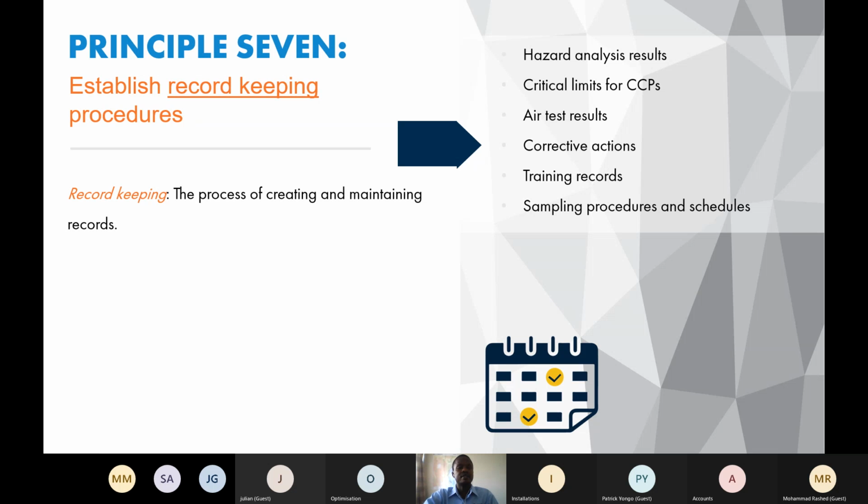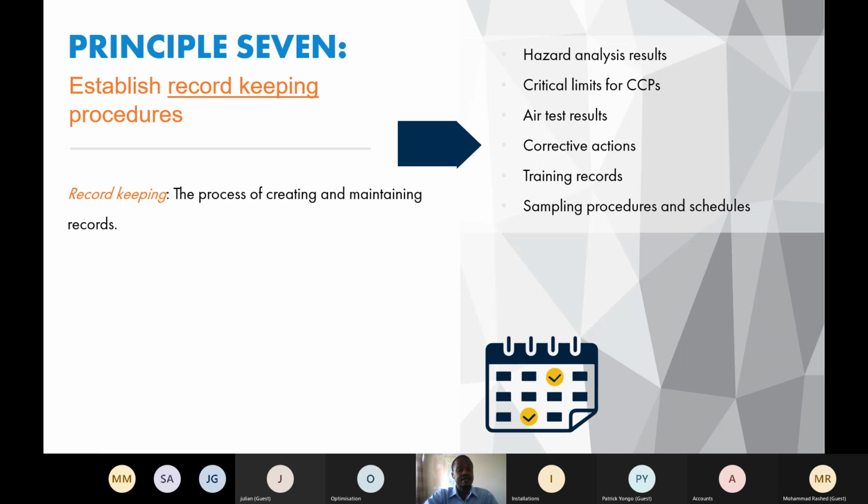And lastly, establish record-keeping procedures. Record-keeping is the process of creating and maintaining records. So what are some of the records that you would need to keep in relation to your compressed air system?